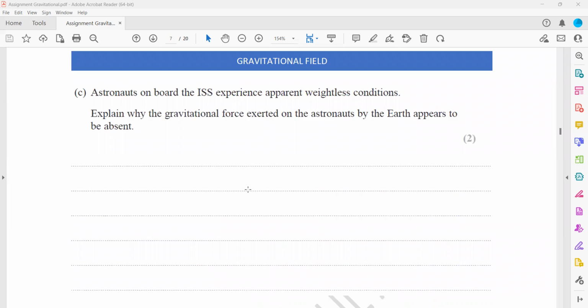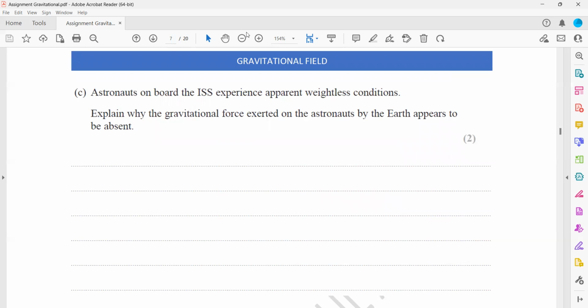Astronauts on board the ISS, the International Space Station, experience apparent weightless conditions. Why does the gravitational force exerted on the astronaut by the Earth appear to be absent? Why do they experience a weightless condition? Because the gravitational force is actually providing a centripetal force. So the force which they experience is causing the circular motion. That's why they don't feel the gravity, and so there will be no reaction force on the astronaut.